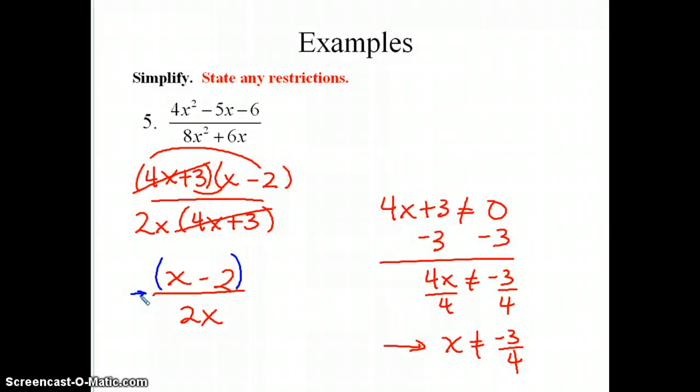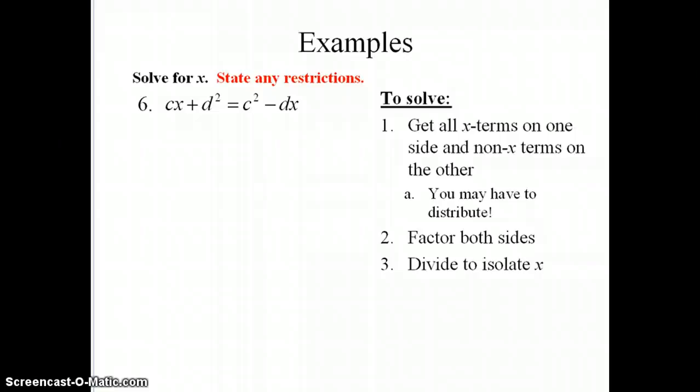All right, my final example is something a little bit different. We're still using algebraic fractions in the end, but this time we are solving for x. In order to solve for x, I have 3 steps listed over here on the right. You may pause and write that down, and then we will begin. Now that you have those steps written down, let's begin.